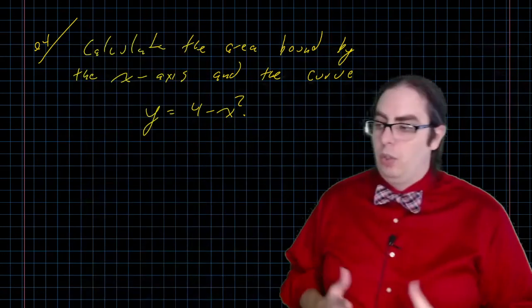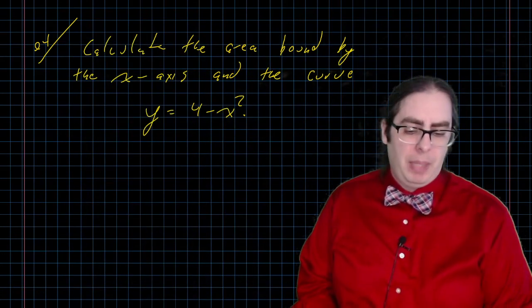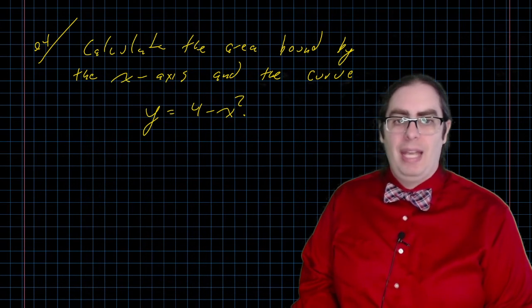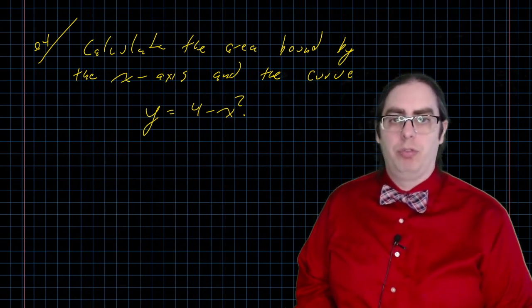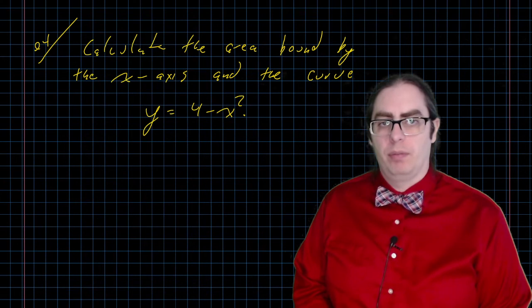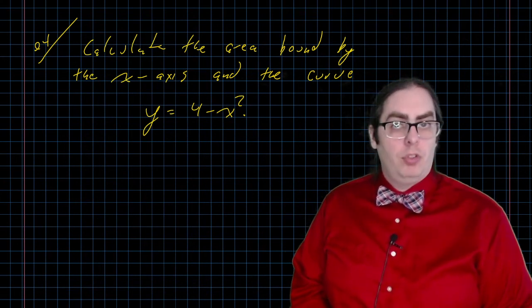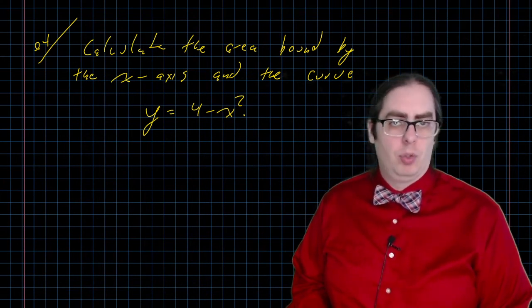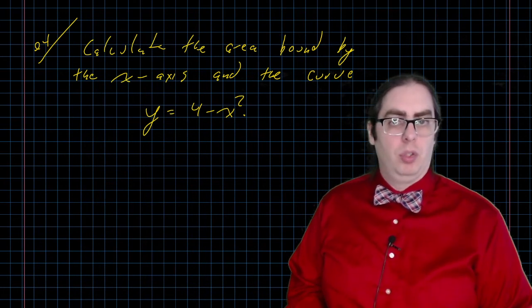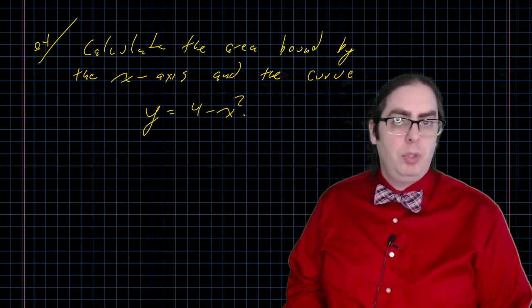I would like you to calculate the area bounded by the x-axis and the curve y equals 4 minus x squared. First, use Desmos or a tool like that to graph and figure out exactly what this region looks like, and then see what you can do.